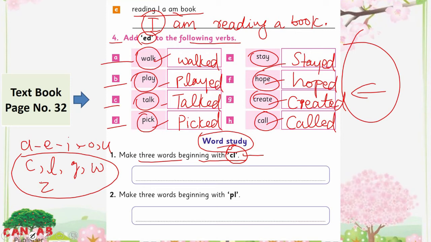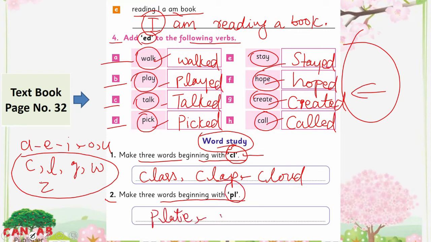For example, the word is class, clap. What will be the third one? Yes, cloud. See, it's very easy. You can think so many words. The second one, make 3 words beginning with PL. So this is another consonant cluster. Can you think of any word? Yes, plate, play. I want you to write the third word by yourself.